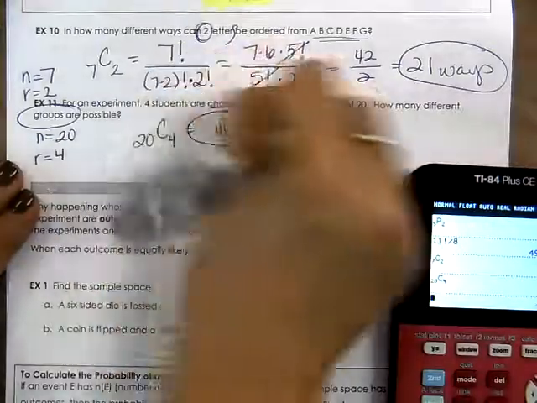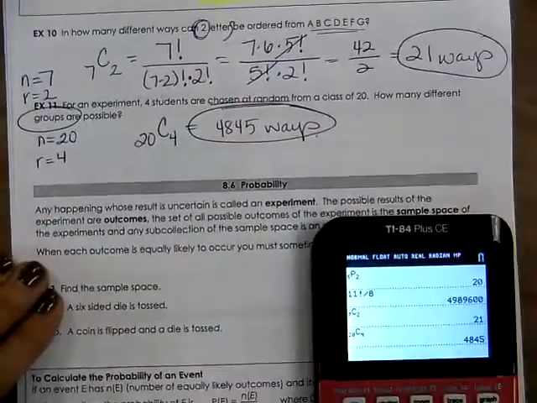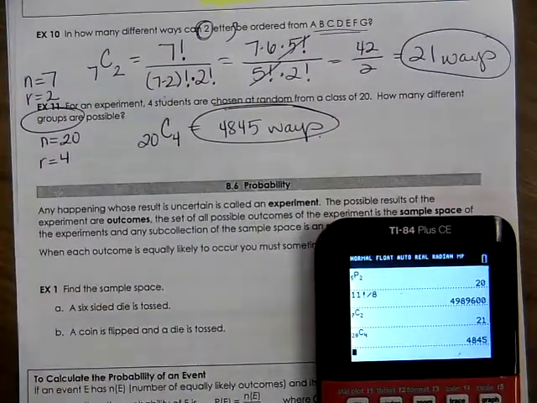Is anybody having trouble with the formula or putting it in the calculator? Everyone knows how to do those 3 keys really in the calculator is all we need: nPr, nCr, factorial. Excellent.